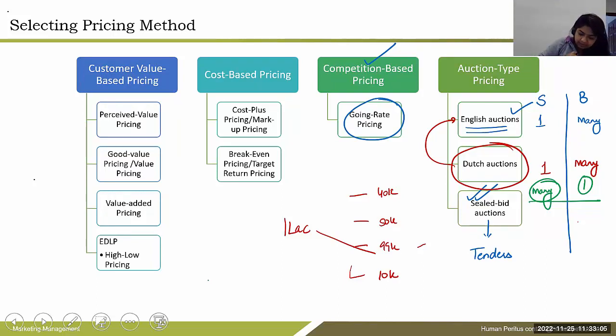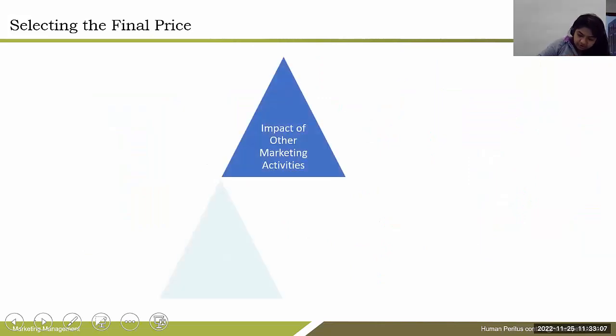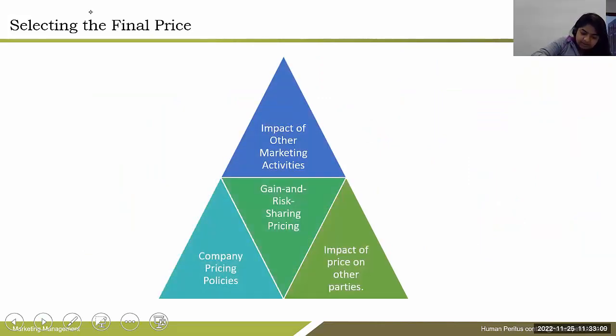Okay. Now we're on the next stage. This is relatively simple. When we are selecting the prices, okay, we have to take care of a lot of situations. Not just randomly, okay, we've decided this price, this will be the thing. No. You have to see the company's pricing policies. Okay. So the company's pricing policy totally depends on the objectives of the company.